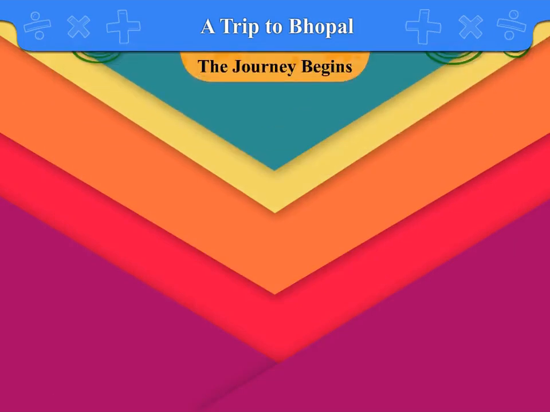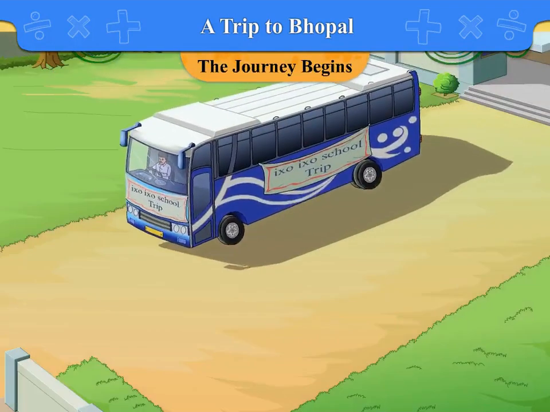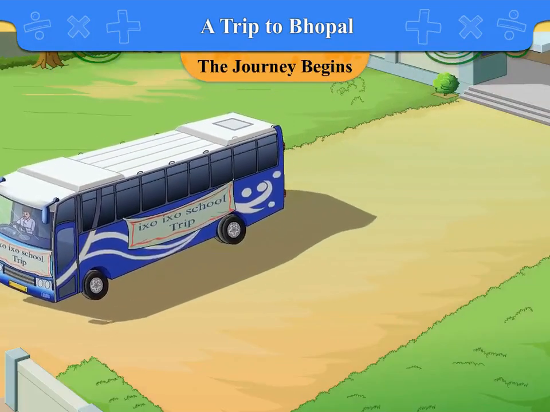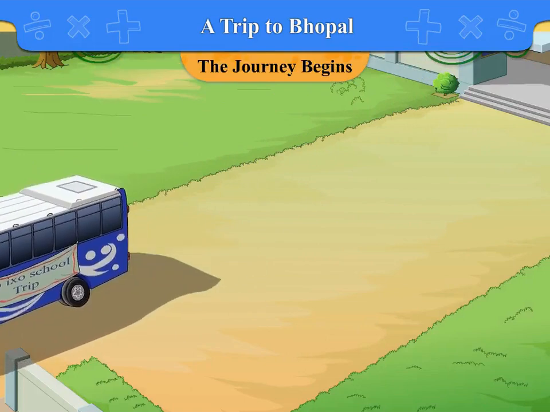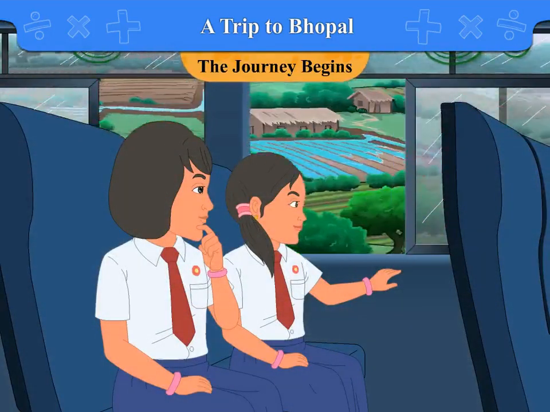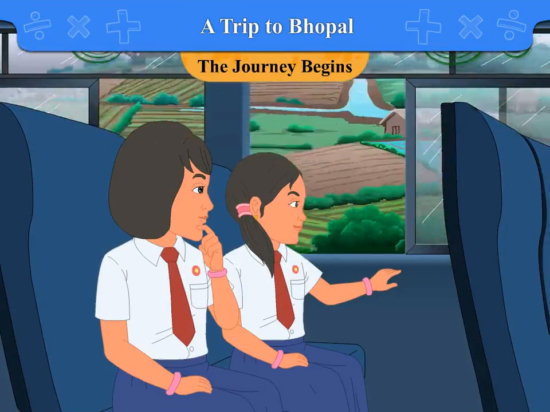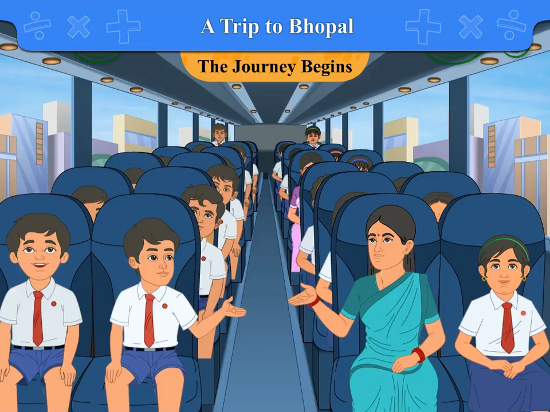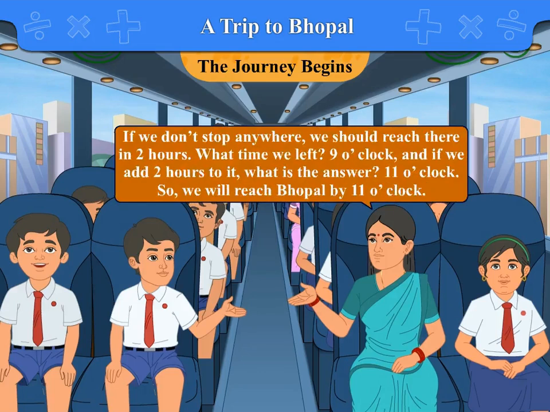The journey begins. As the buses started moving, children sang songs at the top of their voices. Some students were looking outside to enjoy the view of the green fields and the hills. Inder asked, "When will we reach Bhopal?" Miss Asha said, "If we don't stop anywhere, we should reach there in 2 hours."